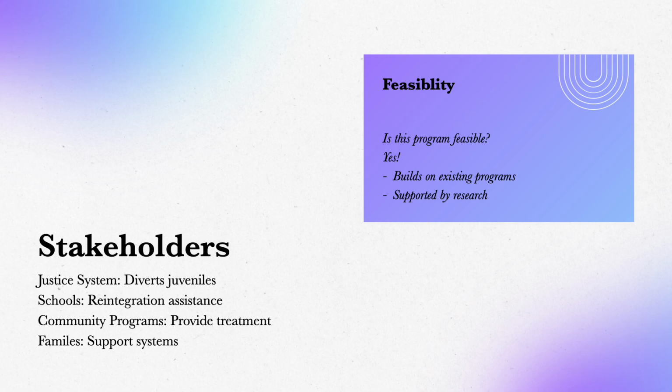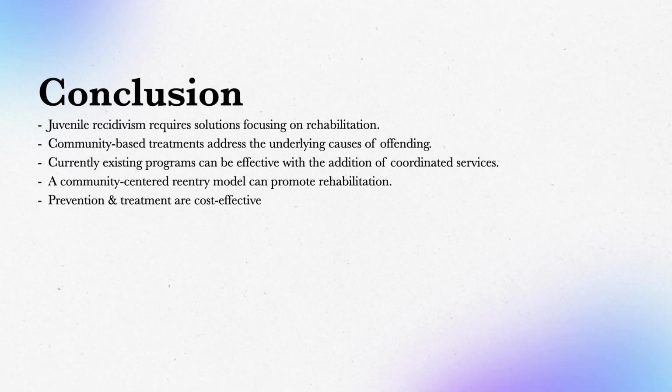Feasibility and stakeholders. Is this program feasible? Yes, it is. It builds on existing programs and is supported widely by evidence and research. The stakeholders involved include the justice system, who divert juveniles into the community-based programs; schools, who reintegrate the children back into their communities and can provide early intervention as well; community programs, which provide treatment; and families, who provide support systems. In conclusion, juvenile recidivism requires solutions that focus on rehabilitation rather than punishment.